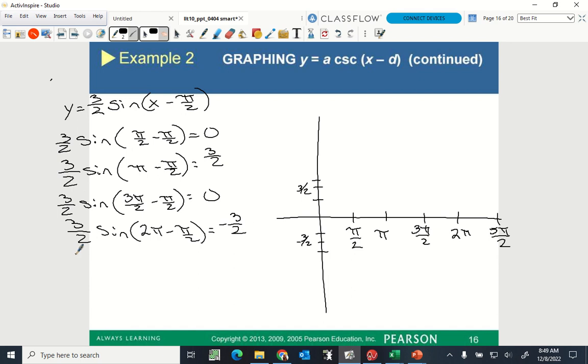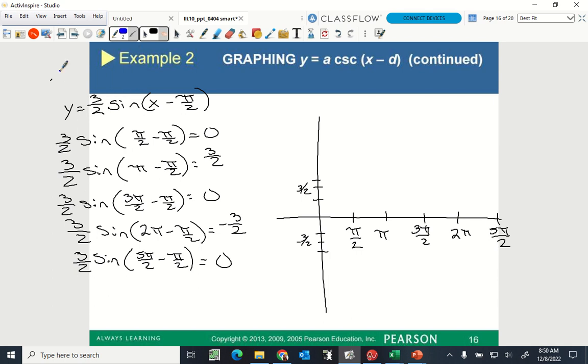And let me see. So 3 over 2 sine of 5 pi over 2 minus pi over 2. Five halves of a pi. You need to subtract 1/2 of the pie. You have 2 pies left. What is sine at 2 pies? 0. 0 times 3 over 2 is still 0. All right, so I'm going to do this one in blue.